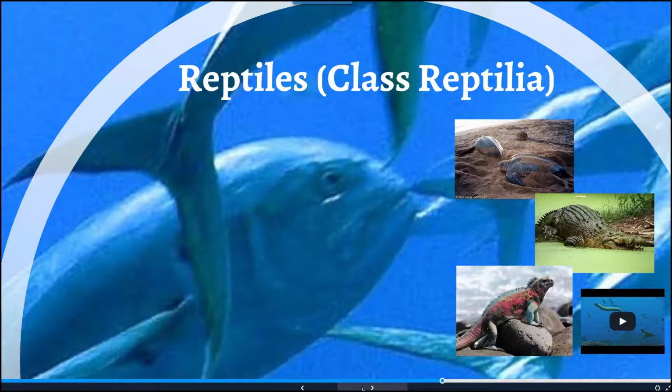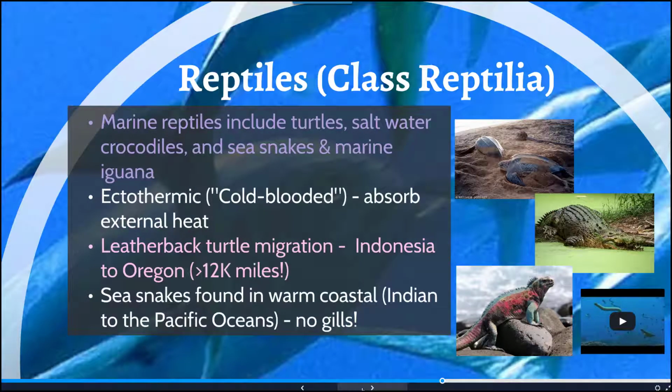Reptiles are going to consist of organisms such as turtles, saltwater crocodiles, sea snakes, and marine iguanas in a marine environment. They are ectothermic, so they're cold-blooded, and they absorb external heat, so they're not able to regulate their internal body temperature.